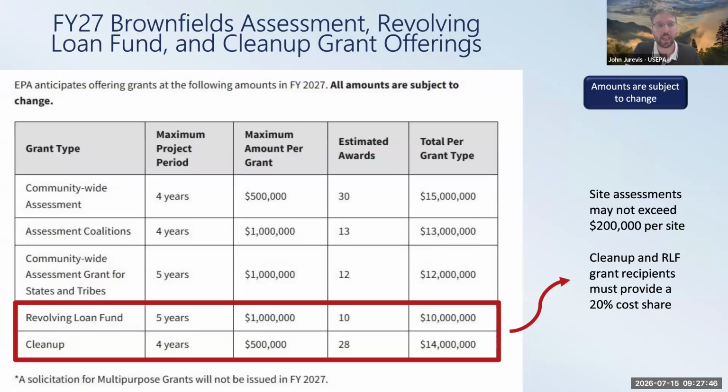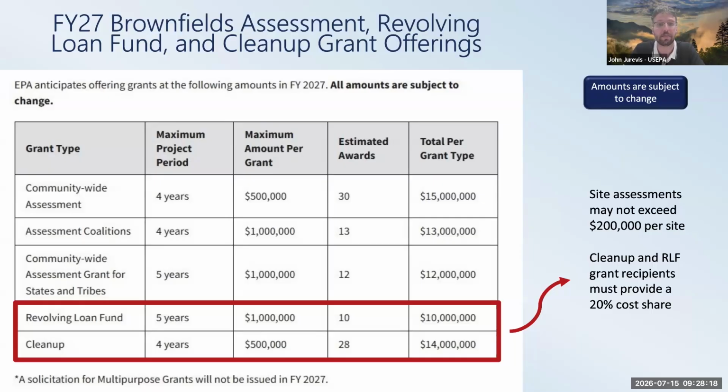So the first thing I want to point out is just what grants are being offered. Similar to the last couple of years, we have 3 different types of assessment grants: our community-wide assessment, assessment coalitions, and then assessment grants for state and tribes. And then we're going to have cleanup grants as we do every year. You'll notice that multi-purpose is not on here, but revolving loan funds are on here this year. Those typically switch off every other year, so this is a year where revolving loan fund grants are offered.